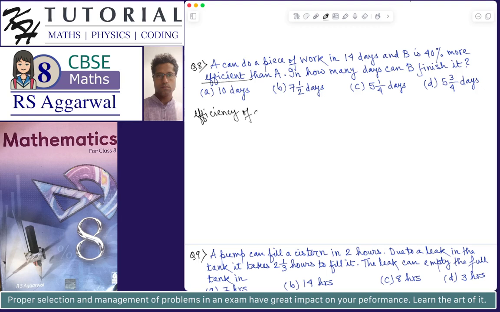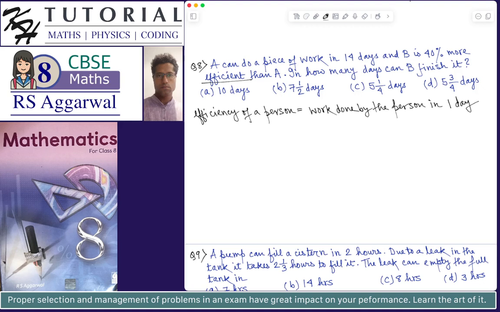Efficiency of a person is equal to work done. It is similar to the rate of working of a tap or pipe. So work done by the person in, you can say, 1 day. Since men and work and time are always given in days, you can think that efficiency of a person is the work done by the person in 1 day.